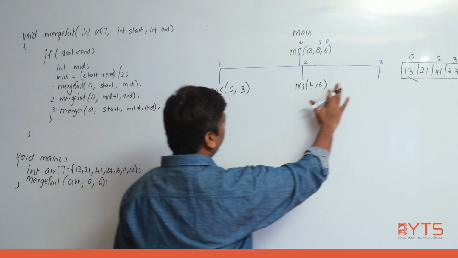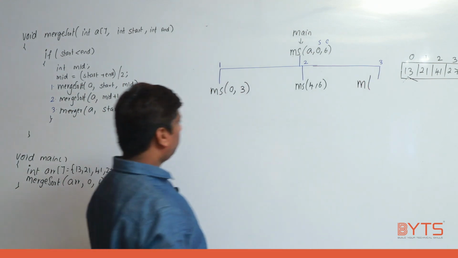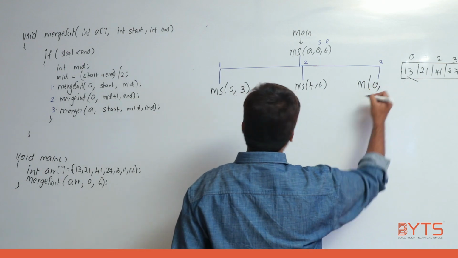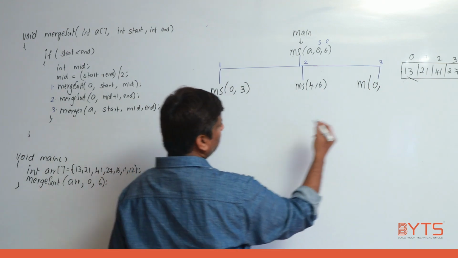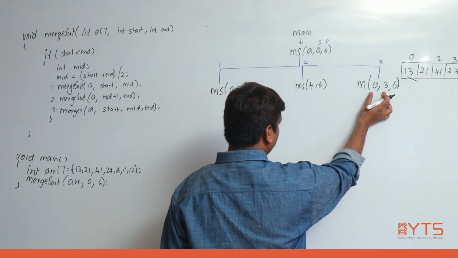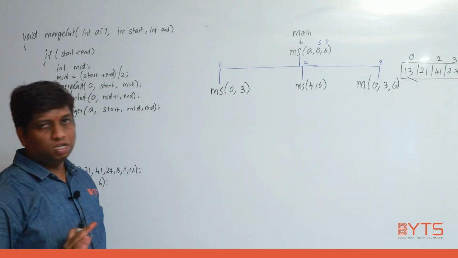If this line is also completed, now I need to come and execute this line. What is this line? Merge of start value. What is the start value? 0 comma, next, mid value. Mid value is 3, end value is 6. Means 0 to 3 is sorted and 4 to 6 is also sorted, right?